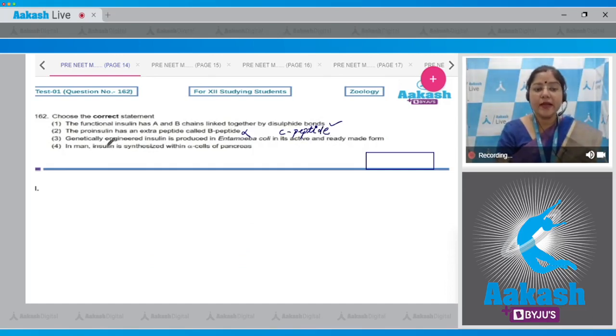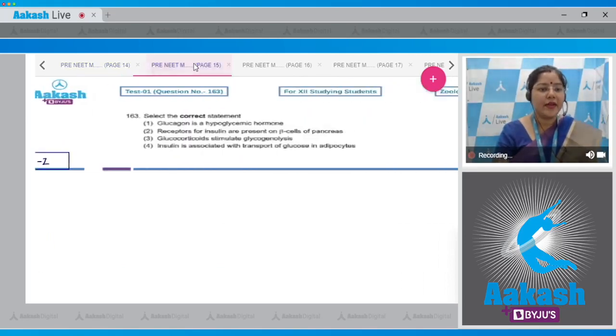Third option, genetically engineered insulin is produced in Entamoeba coli in its active and ready-made form. This is incorrect because genetically engineered insulin, that is Humulin, is produced in E. coli, Escherichia coli. Fourth option, in man, insulin is synthesized within alpha cells of pancreas. This is incorrect because insulin is synthesized and secreted by beta cells of pancreas. So correct statement is option number 1. Let's move on to the next question.